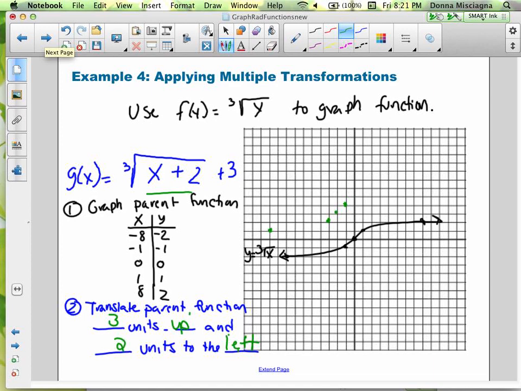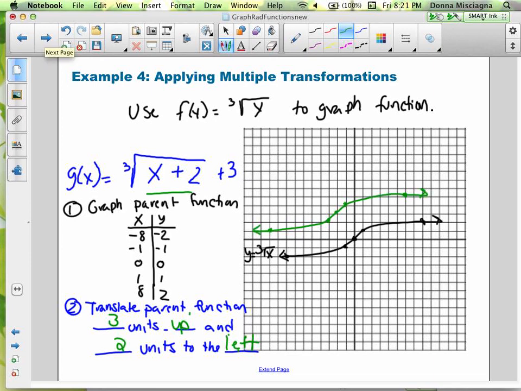So here we are, 1, 2, 1, 2, 3. You see it lands in the right spot. Our last point, 1, 2, 1, 2, 3. So there are our points. And here's our graph, that long, skinny S.